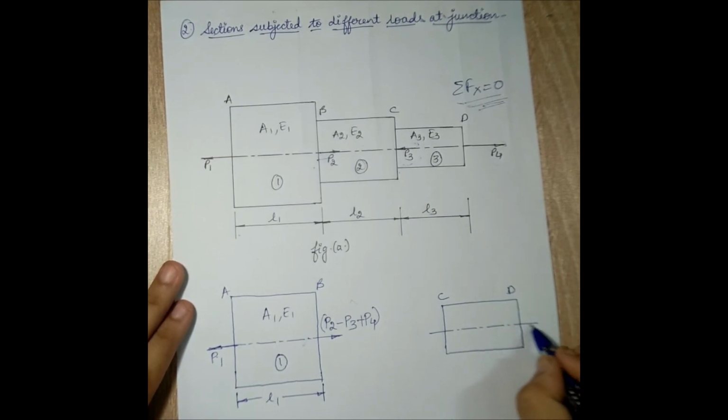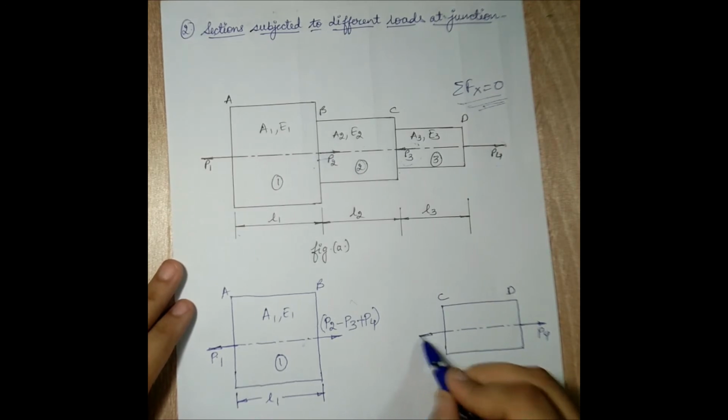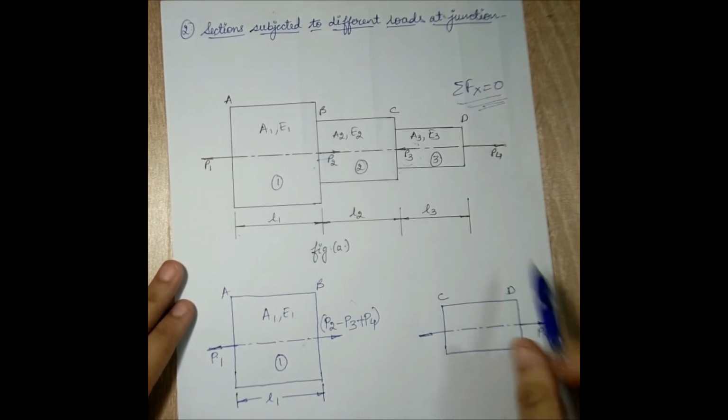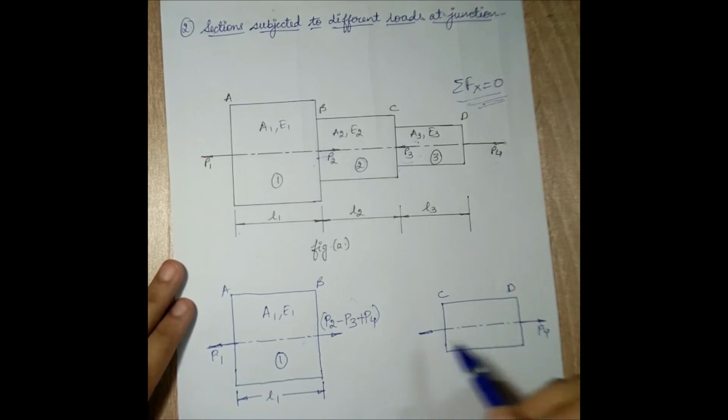You can see at junction D, the load is P4. So one end I have definitely marked. I know the effect on this bar, which is of tensile type. Now I look at end C. I know it will be tensile because if on one side it is given tensile, on the other side it cannot be compressive. So it has to be tensile.